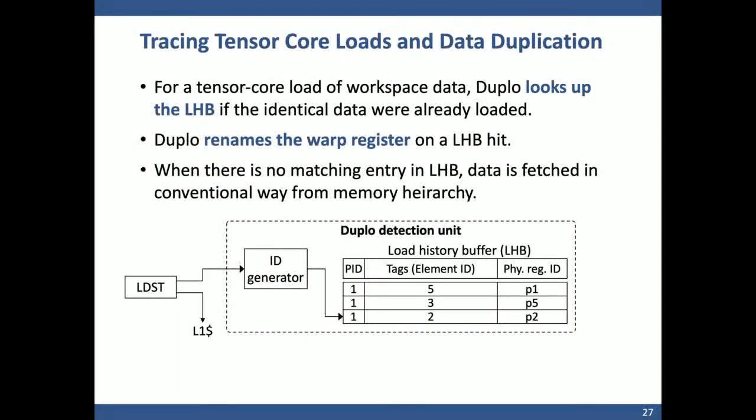Duplo detection unit consists of two components, ID generator and load history buffer. ID generator calculates the IDs to distinguish the unique workspace data. Here, a tensor core load instruction of workspace data is issued. ID generator calculates the element ID using the detection mechanism and obtained element ID 2. Then Duplo looks up the LHB if the identical data were already loaded. We found an entry with matching tag 2, and it holds the physical register ID P2.